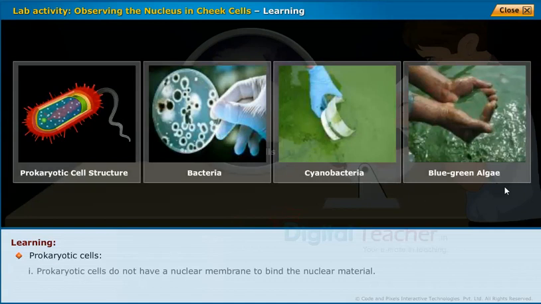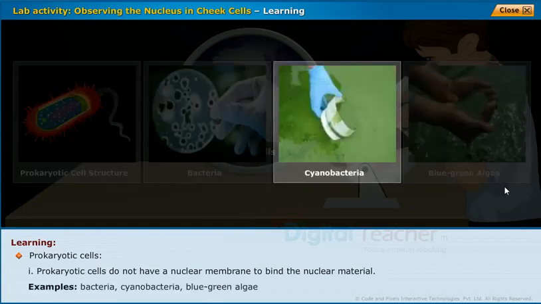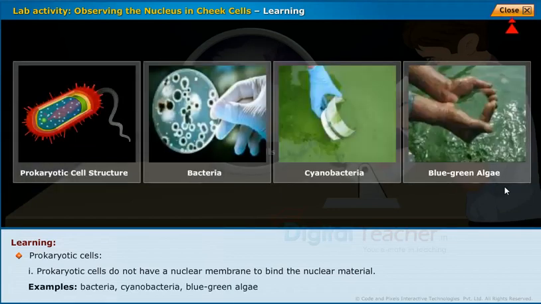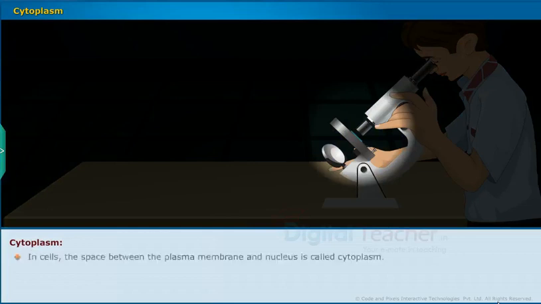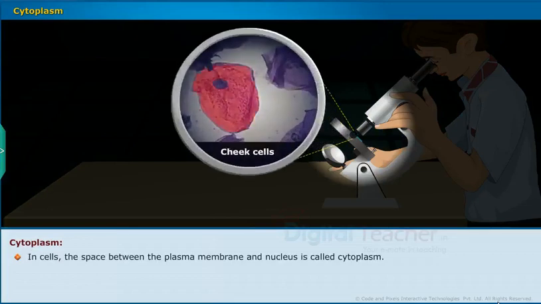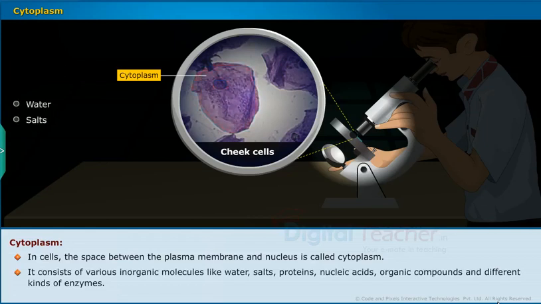Prokaryotic cells. Prokaryotic cells do not have a nuclear membrane to bind the nuclear material. Examples: bacteria, cyanobacteria, blue-green algae. Cytoplasm. In cells, the space between the plasma membrane and nucleus is called cytoplasm. It consists of various inorganic molecules like water, salts, proteins, nucleic acids, organic compounds, and different kinds of enzymes.